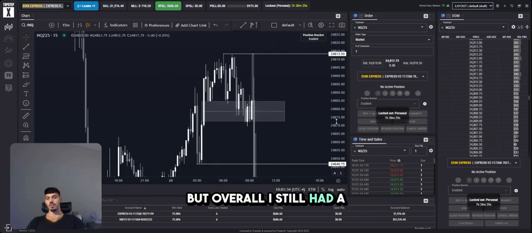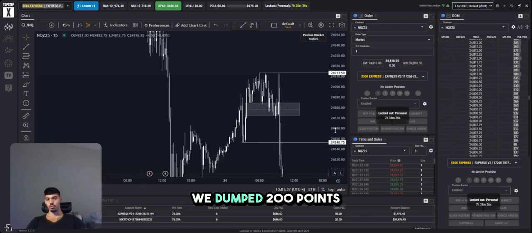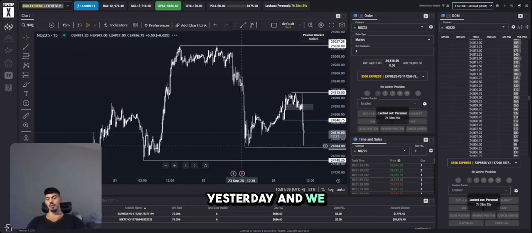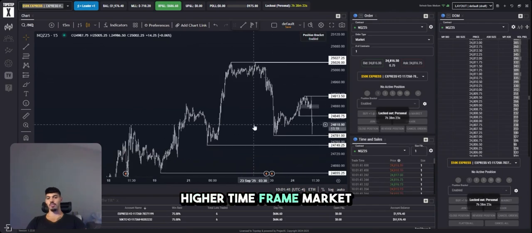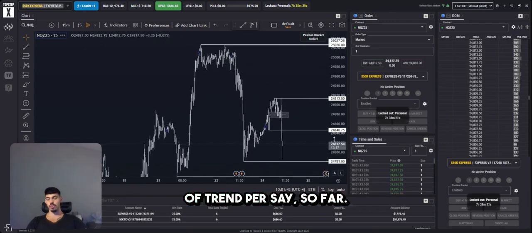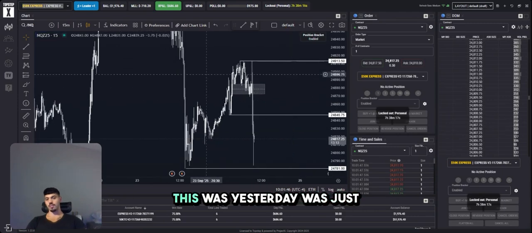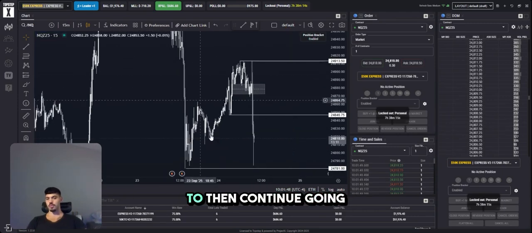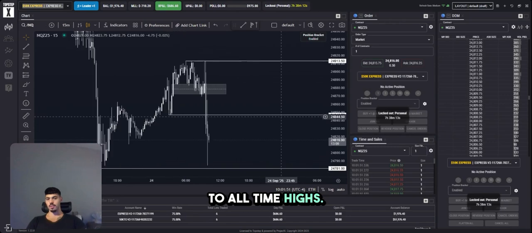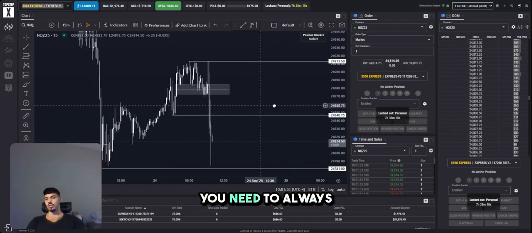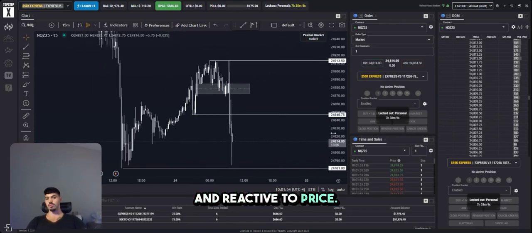But overall, I still had a bearish bias considering we dumped 200 points yesterday, and we definitely had a higher time frame market structure shift, a shift of trend per se. So far, I know a lot of guys thought yesterday was just going to be a retracement to then continue going to all time highs. You can't just always think that. Okay, you need to always be adaptable and reactive to price.